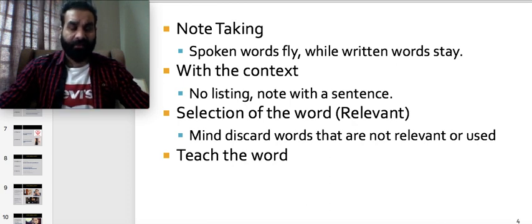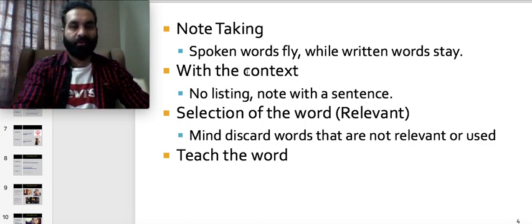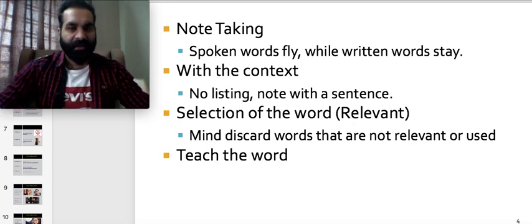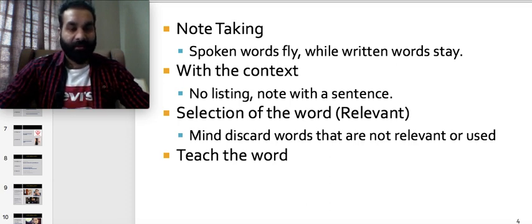So the second tip is basically whenever you are writing a word, then do write the sentence. Not only list them. You see, if you could see over here, it's not only listing, note it with the sentence so that you know how to use that exactly. And then selection of the word relevant. Okay. This is also known as semantic field. Specific kind of words are to be put.